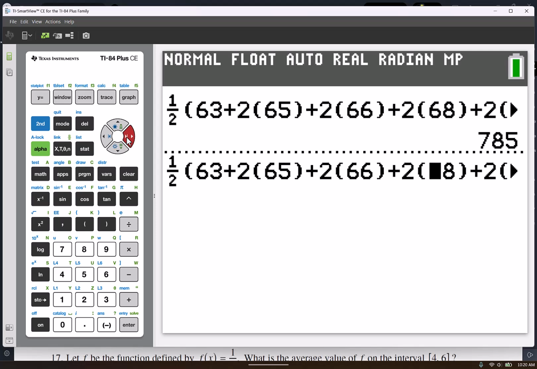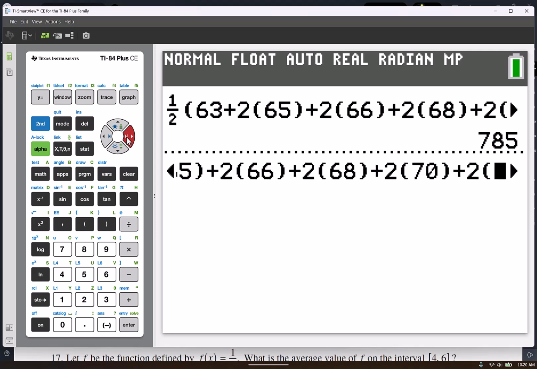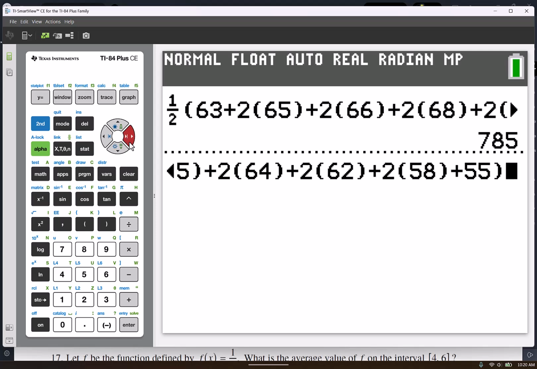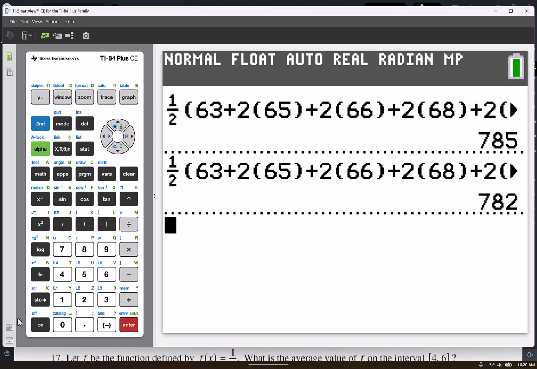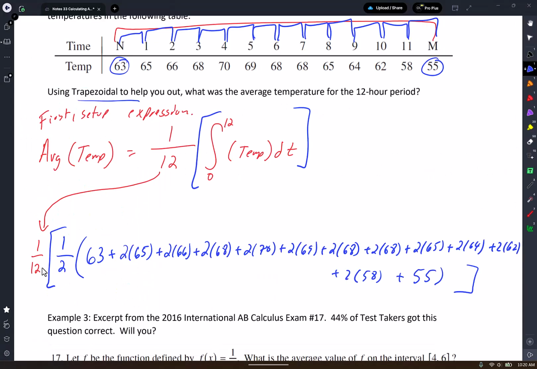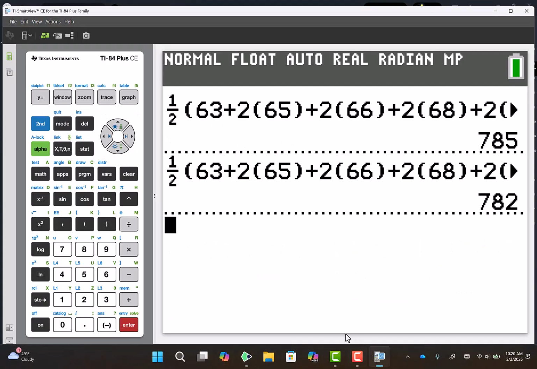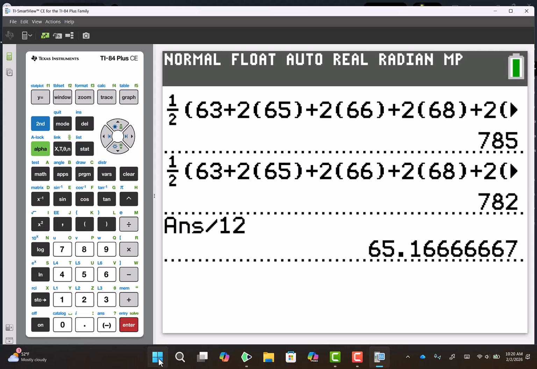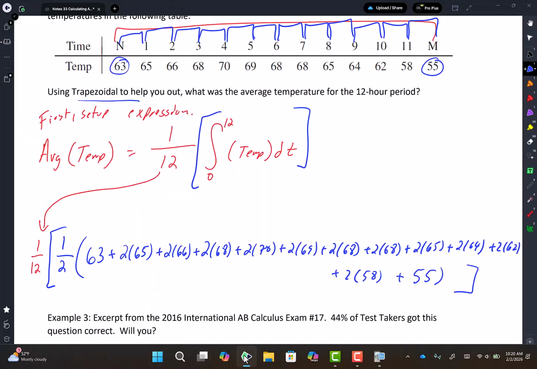63, 65, 66, 68, 70, 69, 68, 68, 65, 64, 62, 58, and then 55. Okay, so 782. Now I take that 782 and I divide it by 12, or multiply by 1/12. 65.16666.